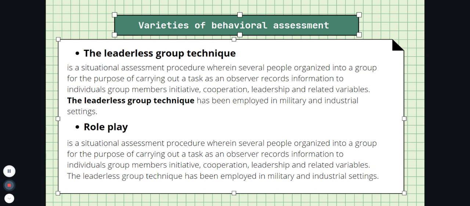So next we have the role play. It is a situational assessment procedure wherein several people organized into a group for the purpose of carrying out a task as an observer records information on individual group members' initiative, cooperation, leadership, and related variables. Okay, so for the role play, it is an acting.